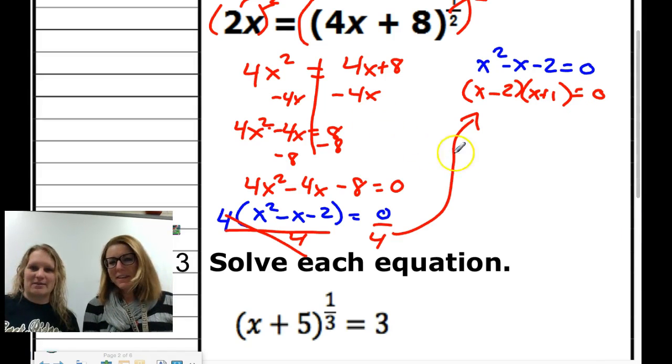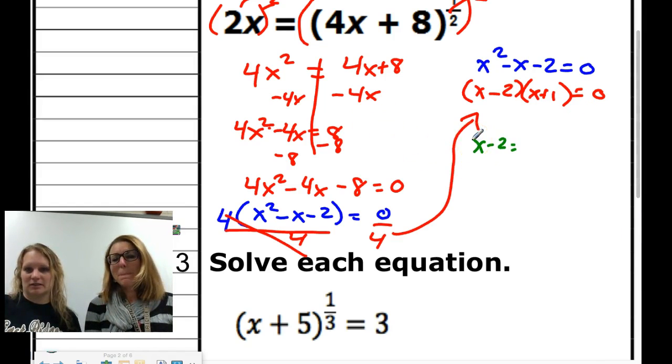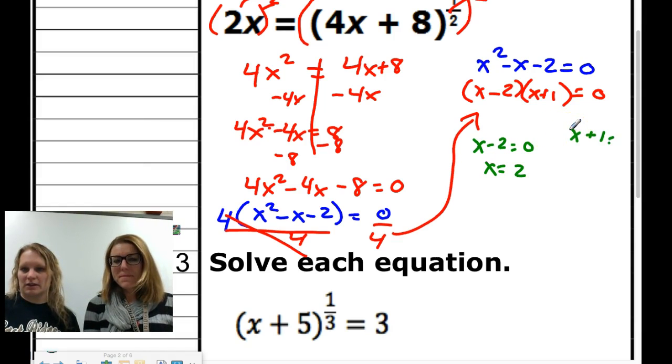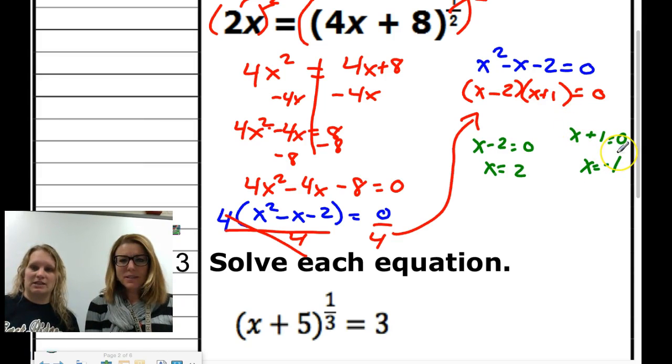Now we have to set them both equal to 0. So we get x equals 2. And then x plus 1 equals 0, so we get x equals -1. Now we need to check these.